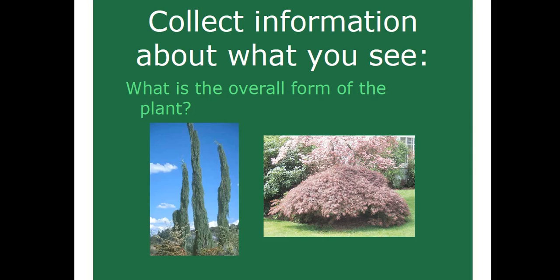What is the overall form of the plant? On the left here we have a green arrow, Chamaecyparis, and as you can see it has a very narrow arrow-like form. On the right, here is a mounding form of a Japanese maple. Kind of a dwarf form. So these will help us to identify the plant.